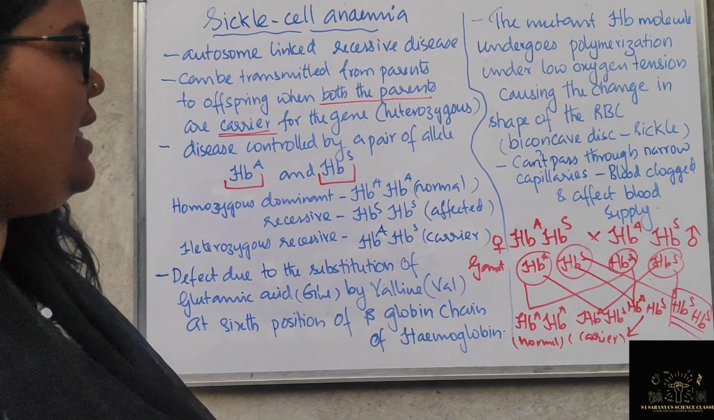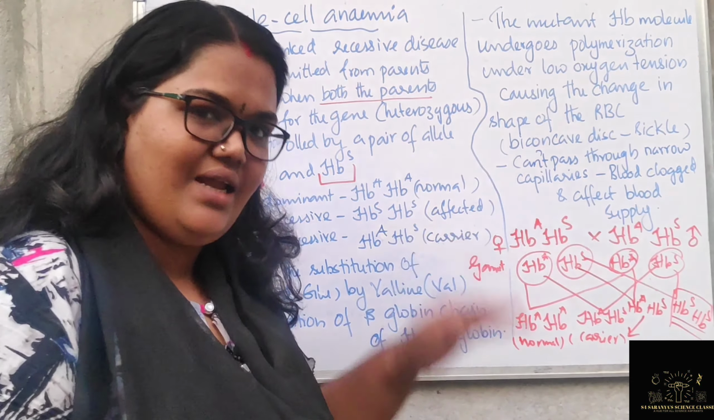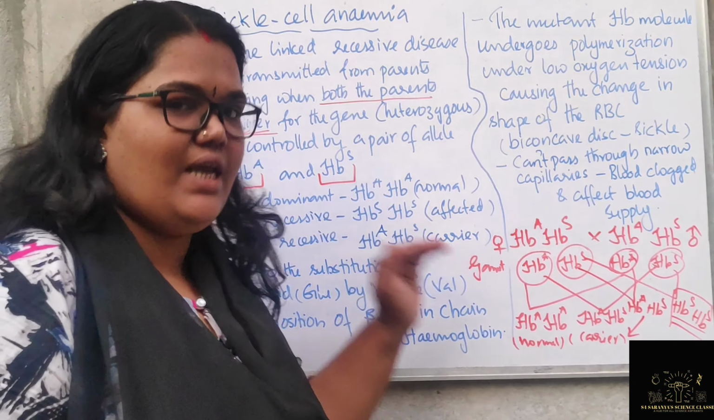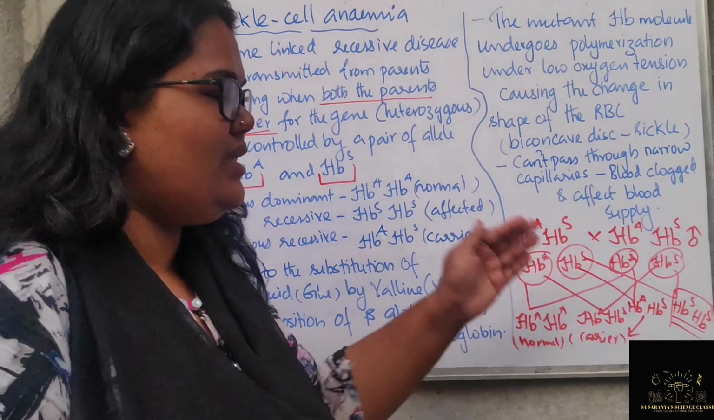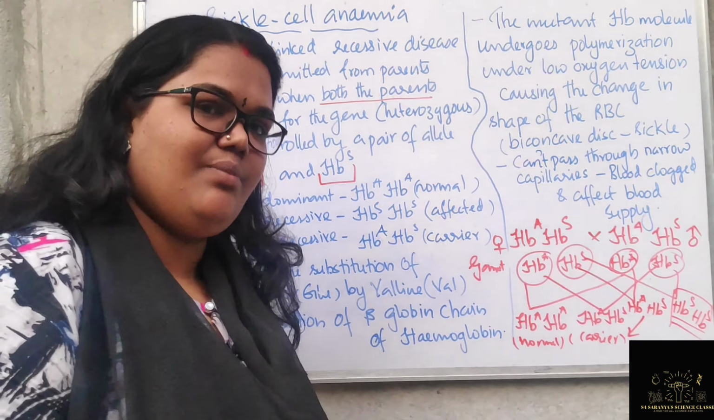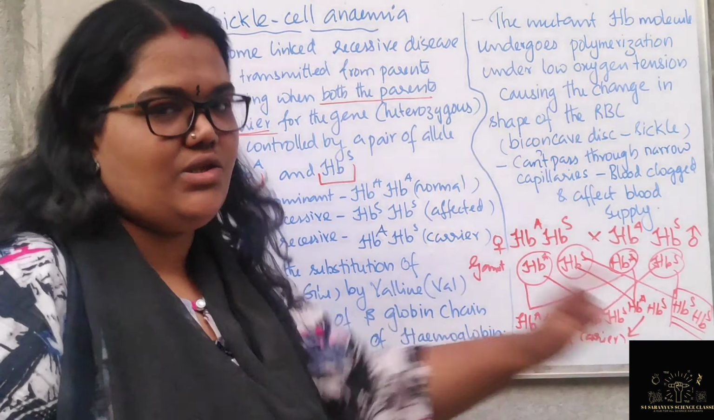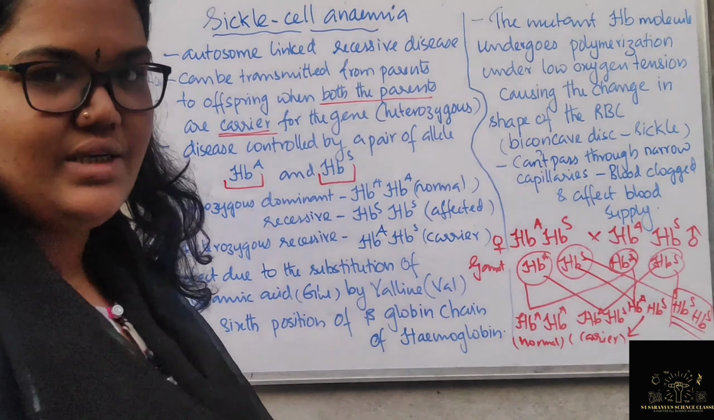So that's why we are telling that both parents, that means father and mother, must be heterozygous, that means in heterozygous condition, must be a carrier. Then only the next generation offspring, whether it is a male or female, will have the chances of sickle cell anemia. I hope you understand it.